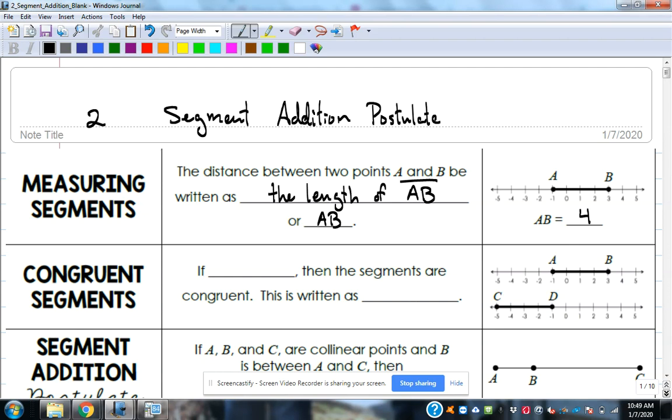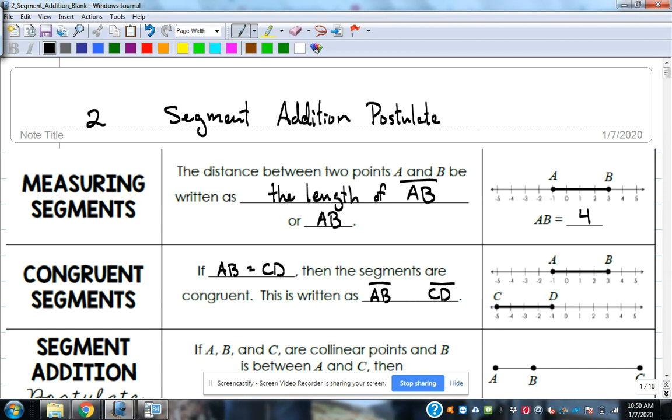Congruent segments: if AB is equal to CD, then the segments are congruent. So that says the length of AB is equal to the length of CD. That's what the first blank says. Then the segments are congruent. And if you're going to write about segments being congruent, we're talking about the objects. So we're going to say object, segment AB, and segment CD. And then we're going to get the congruence mark here.